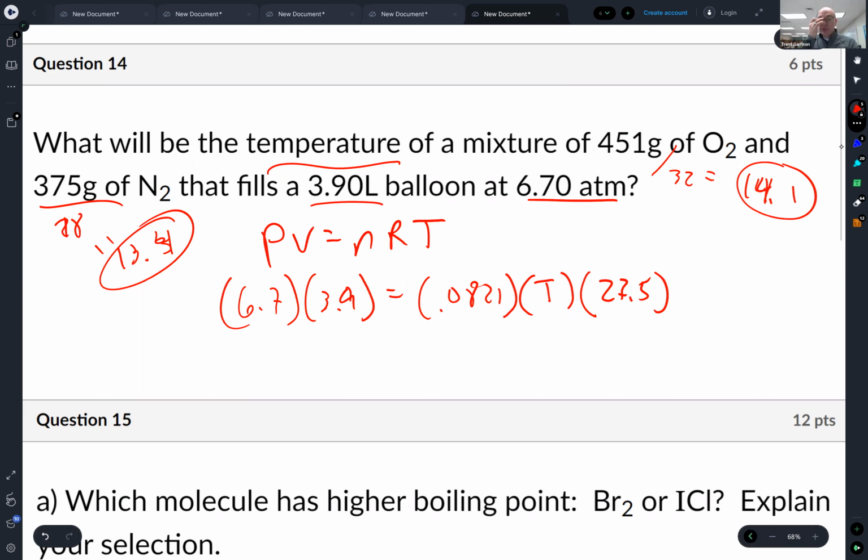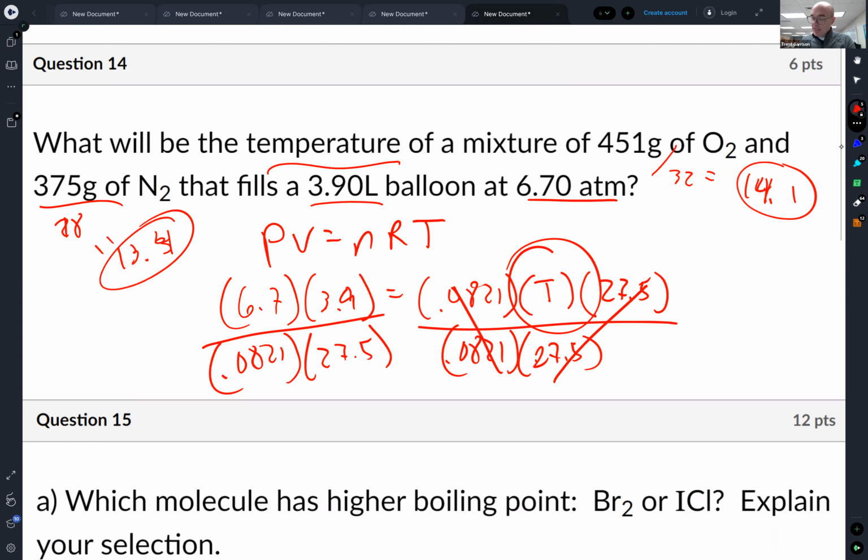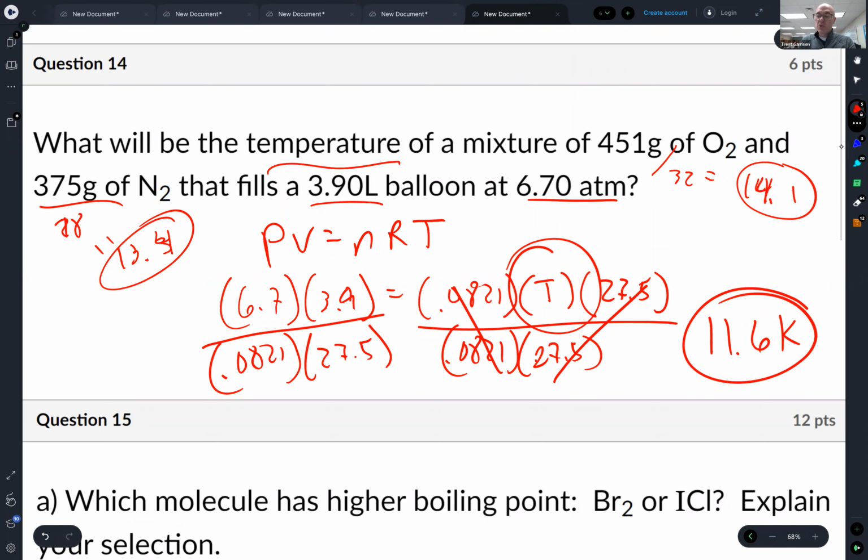27.5. Now I'm solving for my T. I divide both sides by the values 0.0821 and 27.5, and that will leave the temperature all by itself, which is what I want to solve for. So 6.7 times 3.9 divided by 0.0821 divided by 27.5, and I get 11.6. What am I in, Kelvin? Very small value, very tiny.